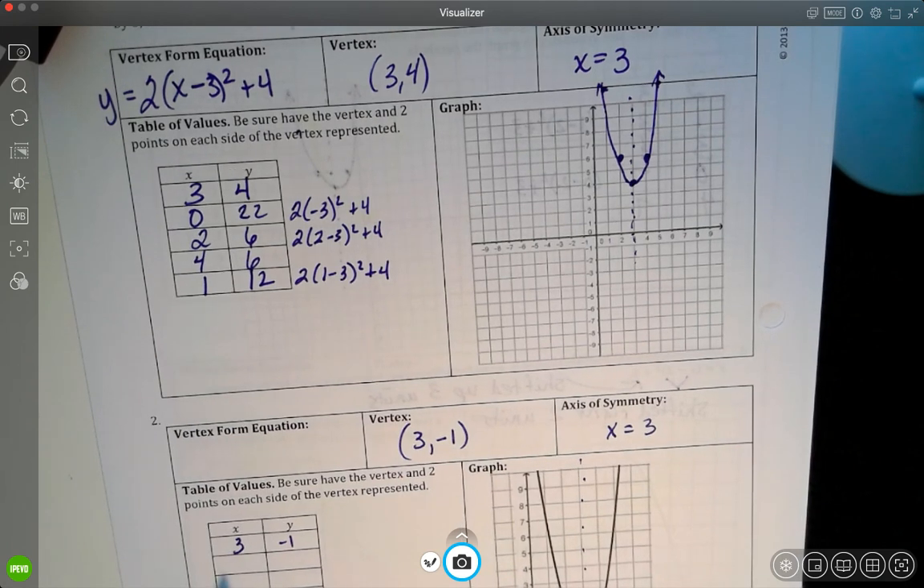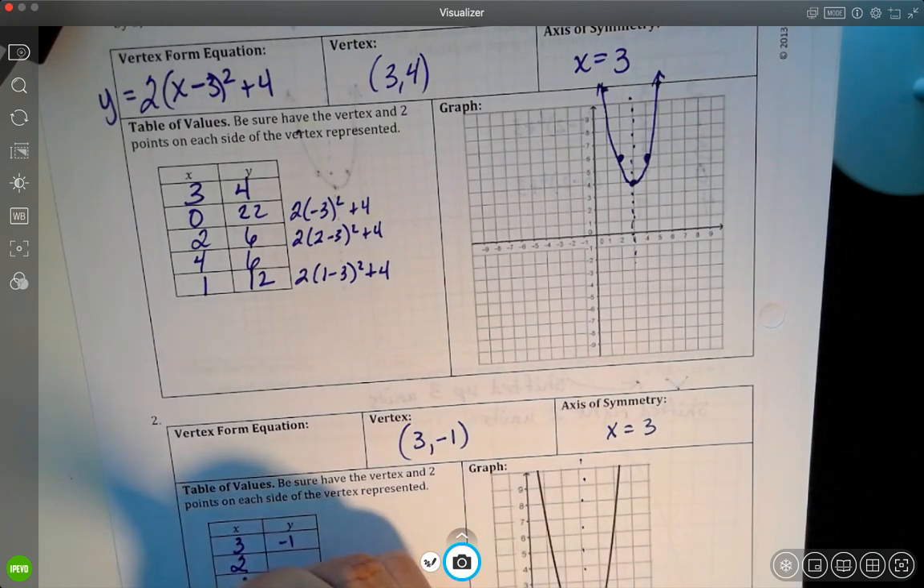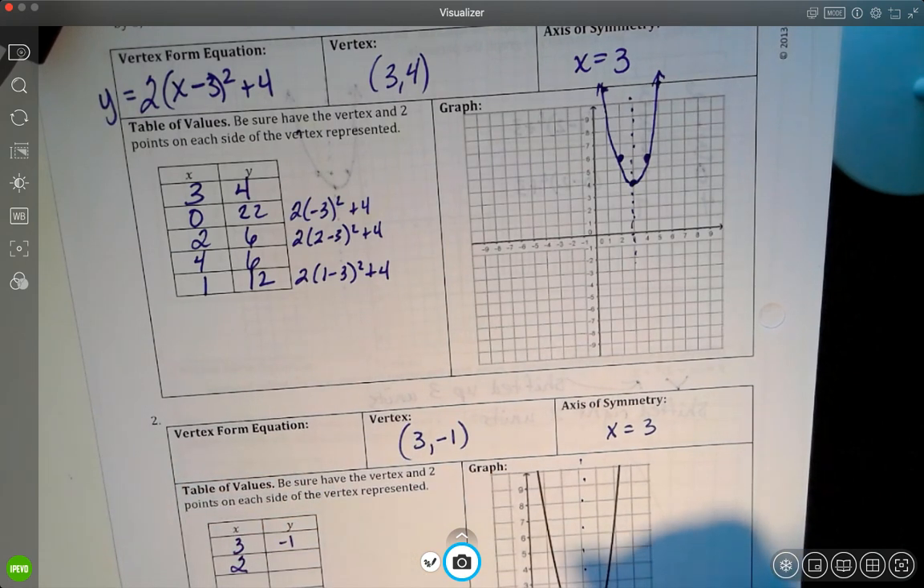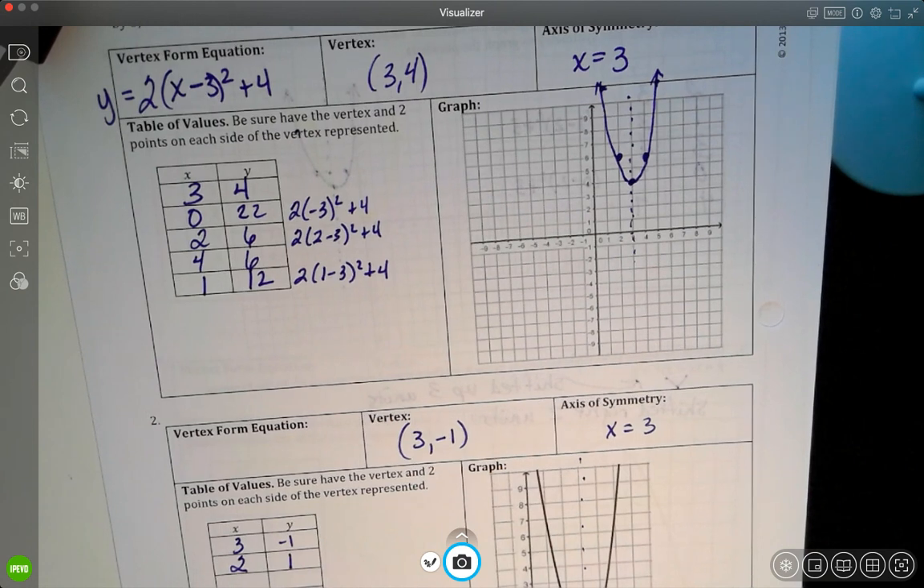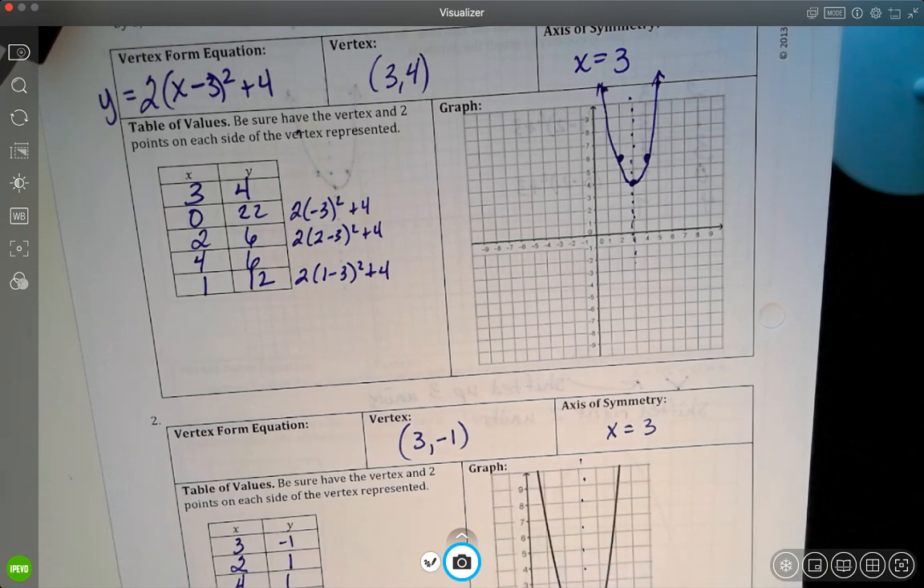Okay, so (3, negative 1), let's see, what about if I put in 2? So (2, 1), and (4, 1). Okay, because here are some points that I know. Where's another corner point? (1, 7). And also (5, 7).